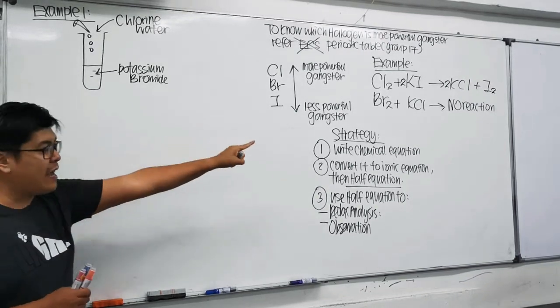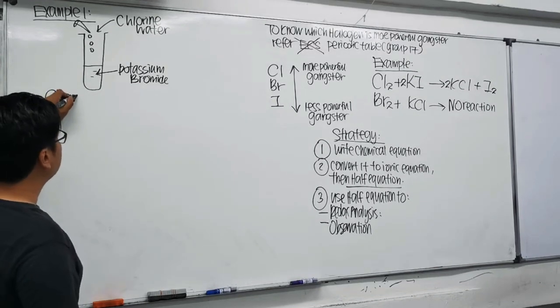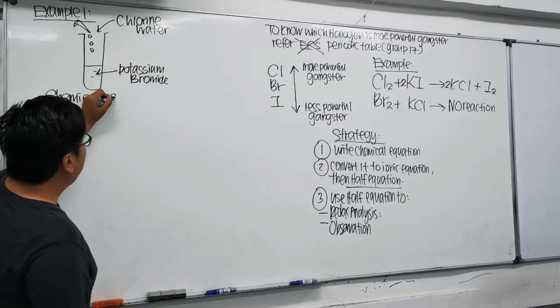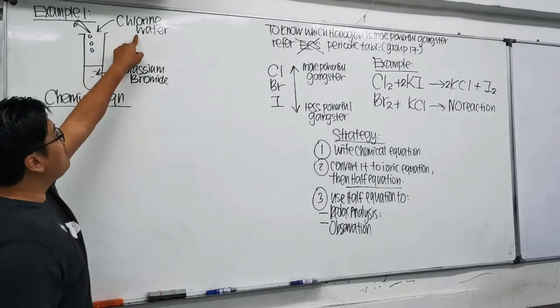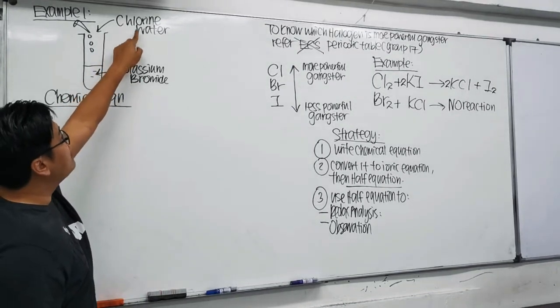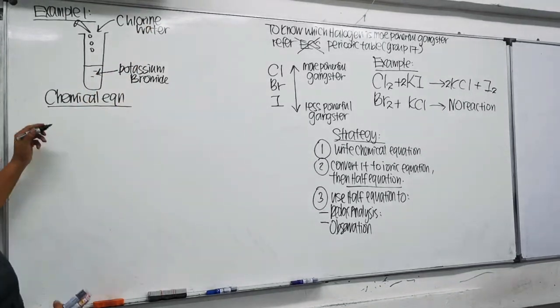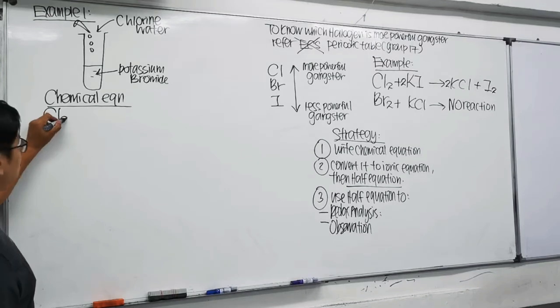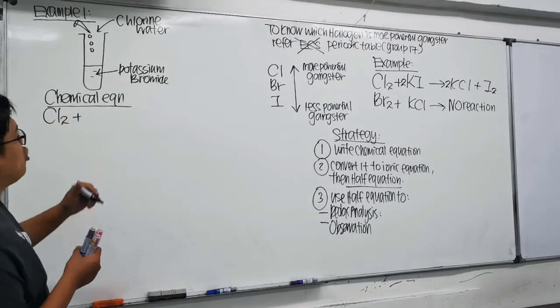We start with a chemical equation first. Can all of us try to write the chemical equation together? Okay, let's try to do the chemical equation now, guys. Chlorine water. Chlorine. The word N stands for neutral, no charge. When no charge, chlorine is written as Cl2. Yeah? Good. Now, potassium bromide solution.